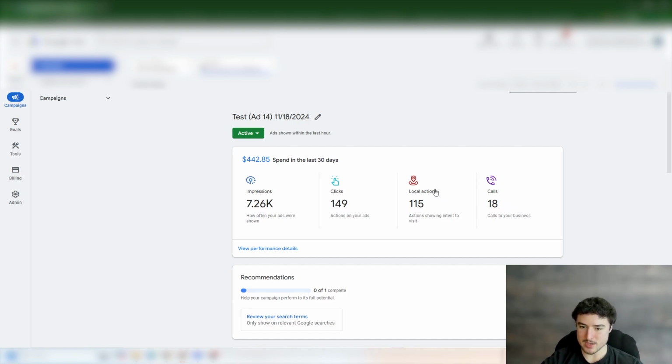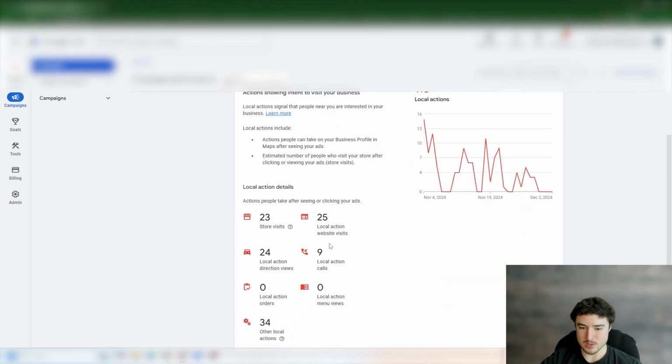The other thing you might want to look at are local actions if you have your Google business profile linked with your Google ads account. And so if you go to local actions, you can see that you might have local calls as well.